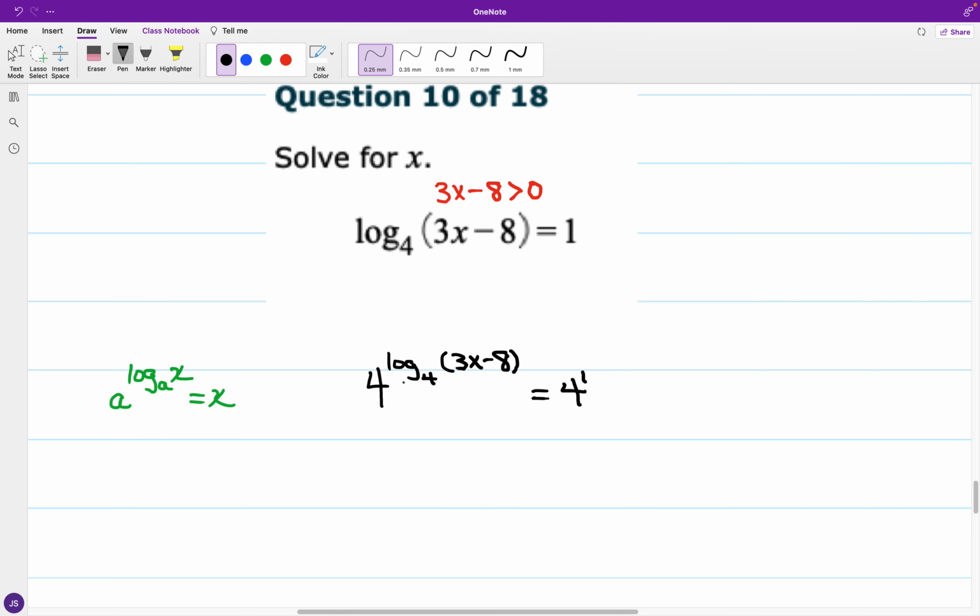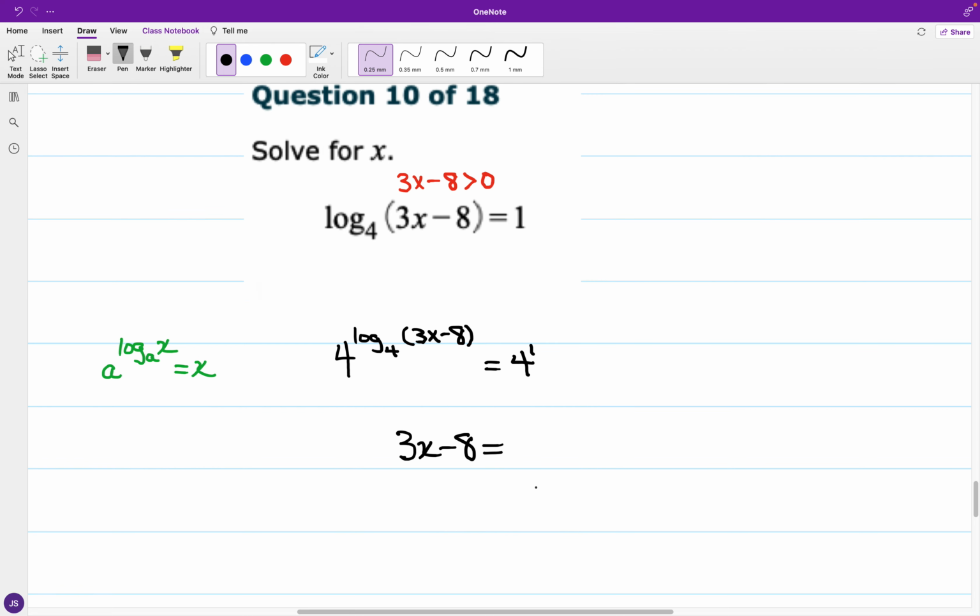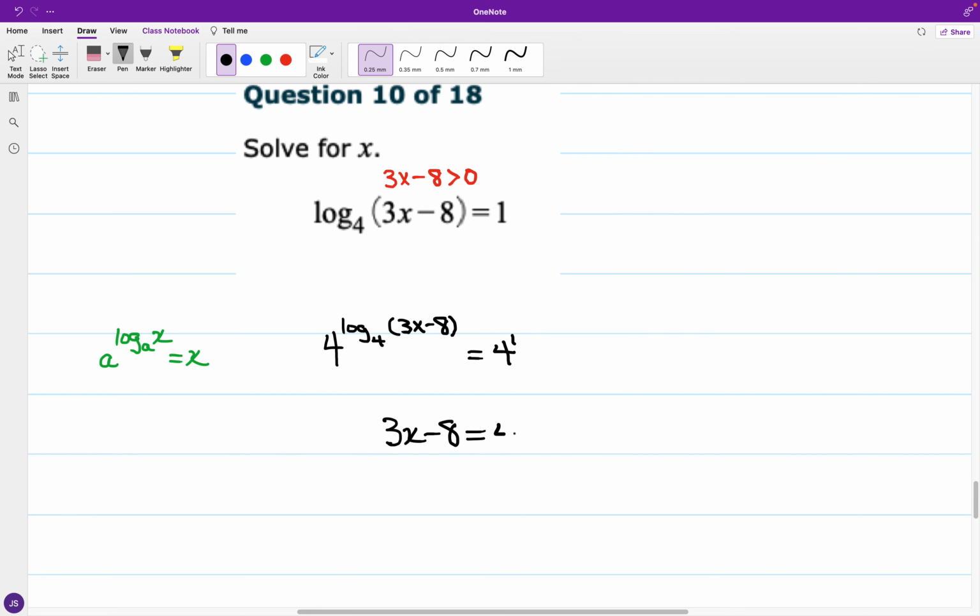So 4 to the base 4 logarithm of 3x minus 8. We have 4 representing a, x represented by the binomial 3x minus 8. So the left-hand side is going to be 3x minus 8. And to the right, we're going to have 4 to the first, which is going to be 4. So 3x minus 8 is equal to 4.